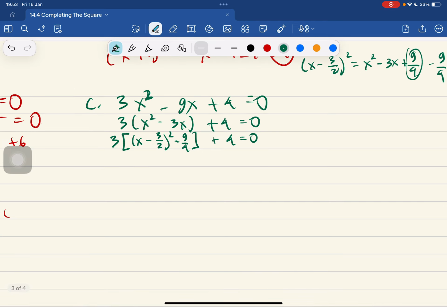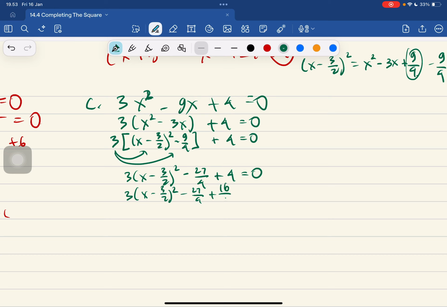So here we can expand it. It's going to be 3 times the bracket x minus 3 over 2 squared, minus 3 times 9 over 4, which is 27 over 4, and we add 4, equal to 0. It's going to be 3(x minus 3 over 2) squared minus 27 over 4. Let us make it a fraction over 4, so 4 becomes 16 over 4, because 16 divided by 4 equals 4.